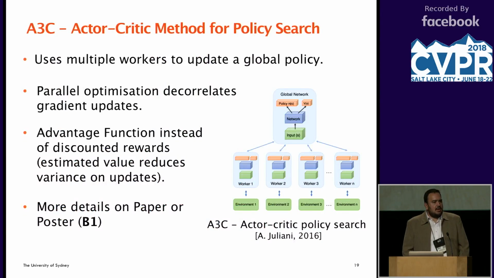We put everything together in an actor-critic method for policy search. And the main thing about this method is that it uses multiple workers to update one single global policy. This parallel optimization actually helps to decorrelate gradient updates, which is a known problem in reinforcement learning. And we also use an advantage function instead of discounted rewards. This is a baseline method in reinforcement learning as well, that also helps to reduce the variance on gradient updates. More details on the optimization process can be seen in the paper or at our poster.